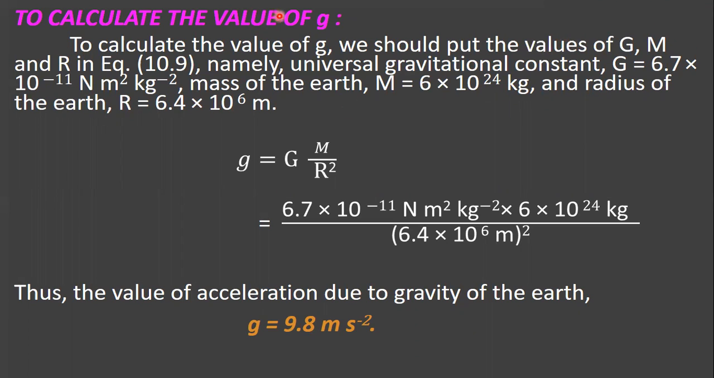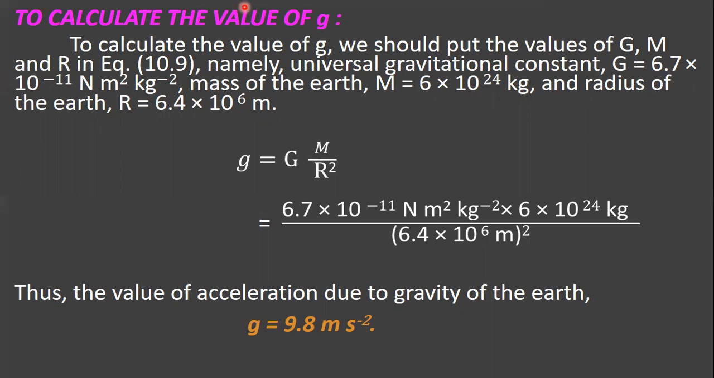Here we will calculate the value of g. To calculate the value of g, we should put the values of G, M and R in equation 10.9. That is 10.9, g equals GM by R square. Here d is replaced by R, that is radius of earth children. Also the universal gravitational constant G equals 6.7 into 10 raised to minus 11 Newton meter square per kg square. Mass of the earth, that is M, equals 6 into 10 raised to 24 kg, and the radius of the earth R equals 6.4 into 10 raised to 6 meter.